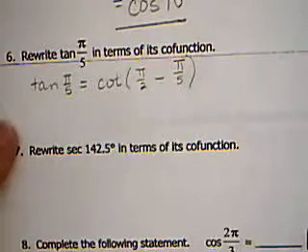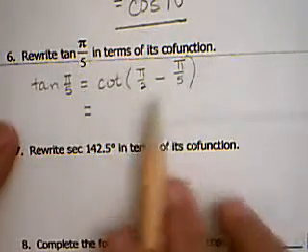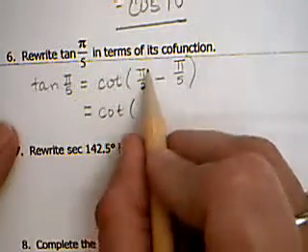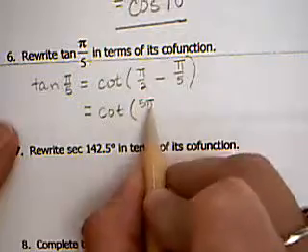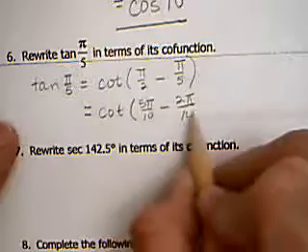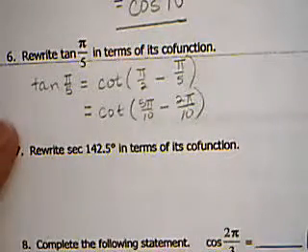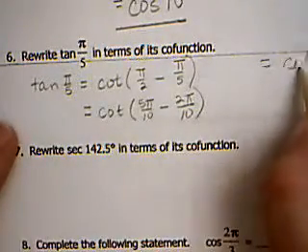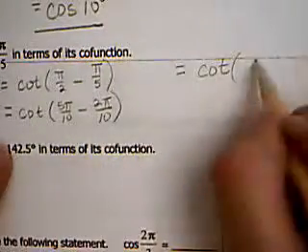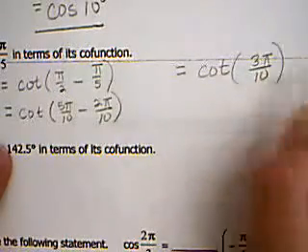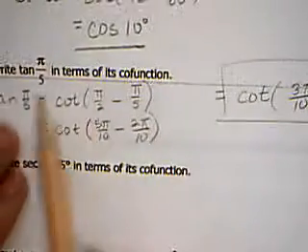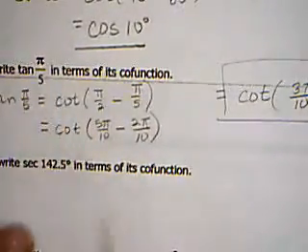And so basically, to subtract those, we have to have a common denominator, which would be 10. So if I multiply by 5, this would be 5 pi over 10. Multiply by 2, so that's going to be 2 pi over 10. I just got a common denominator there. So I would have cotangent of, when I subtract, 3 pi over 10. And so that would be the cofunction of the tangent of pi over 5.